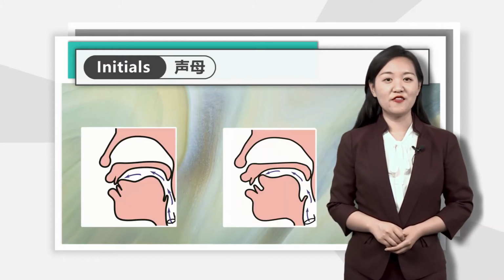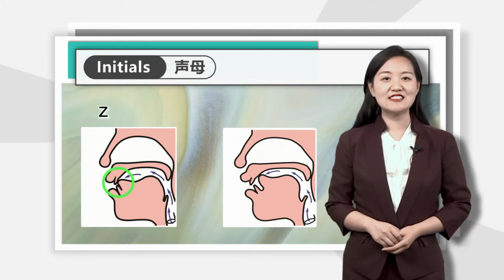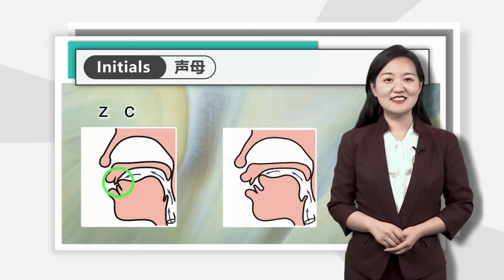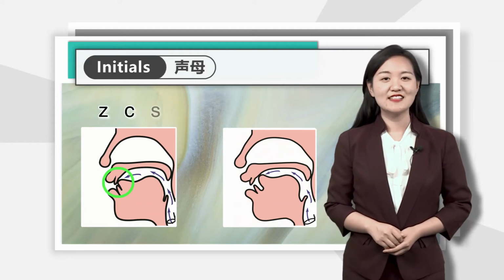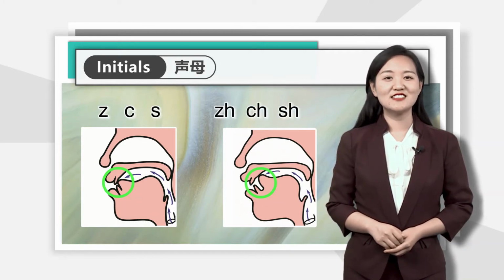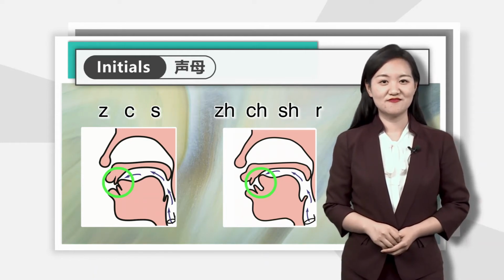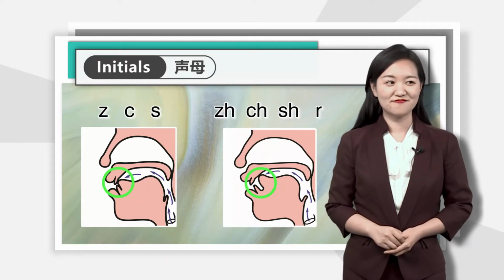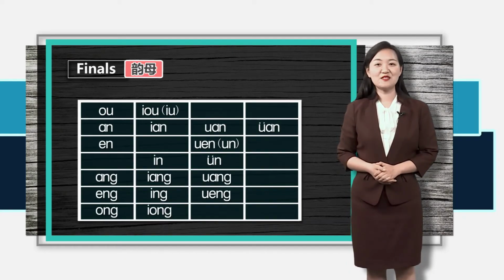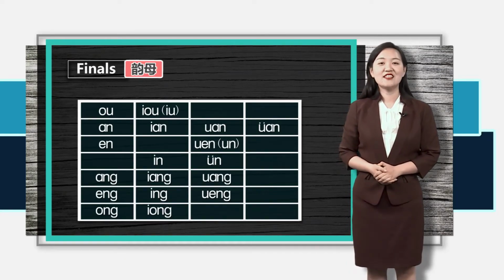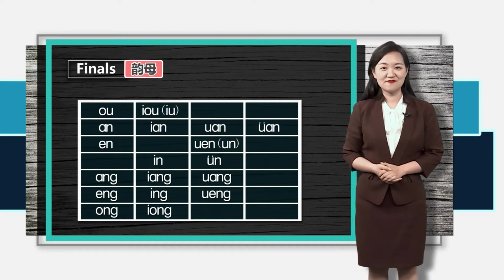Now let's review all the initials. 跟我读。滋，呲，丝，知，吃，诗，日. Well done. Now let's move on to the finals. Listen and read after me.